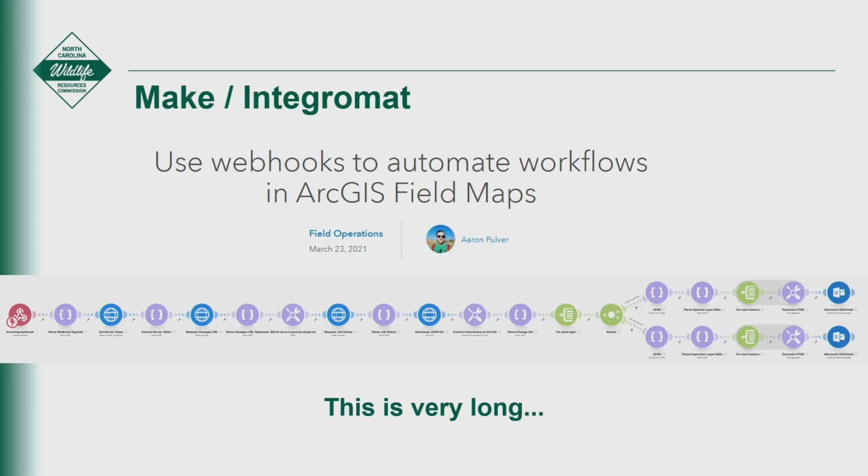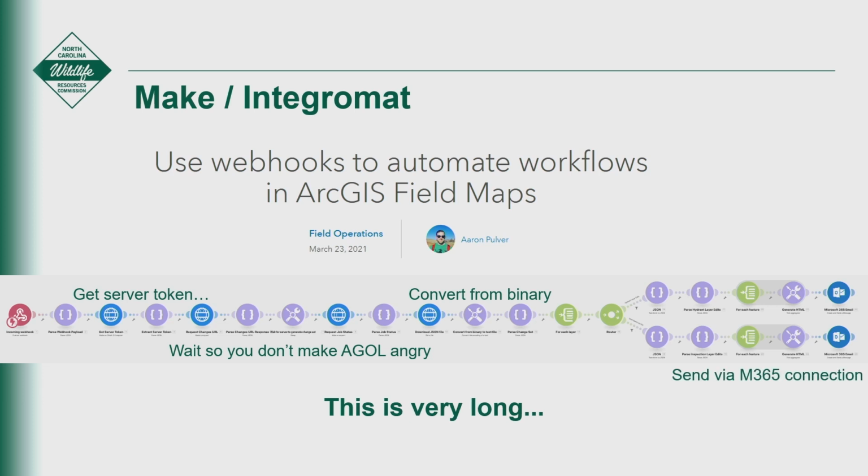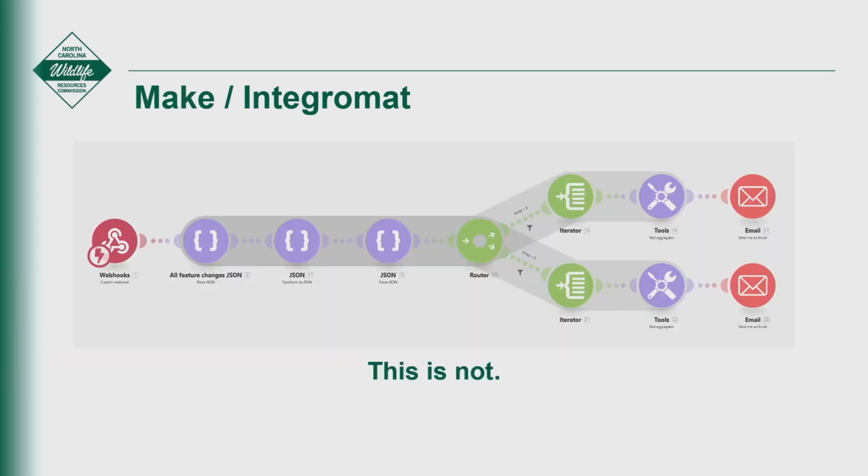And there was this nice blog post from Esri, using webhooks to automate workflows. Looks great, but it's really long. You have to get a server token from AGOL, which requires some connection on the back end in Make. You have to wait so you don't make AGOL angry for pinging the server too many times. You have to convert all the text from some binary format that Esri's native webhooks sends across. And then you have to set up a Microsoft 365 connection, and our IT wasn't gonna let that happen. So I distilled that down to this.